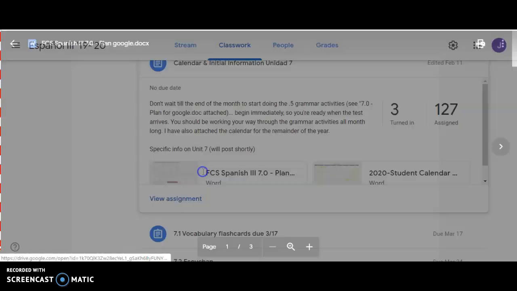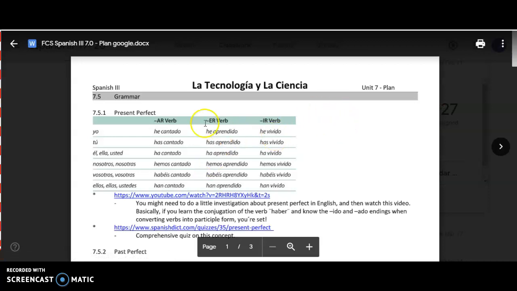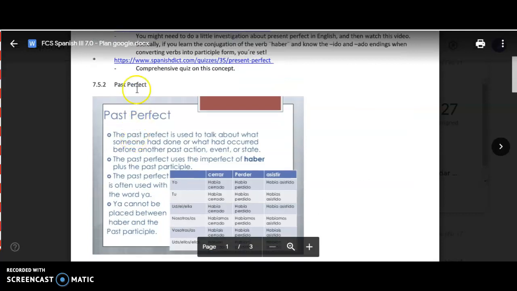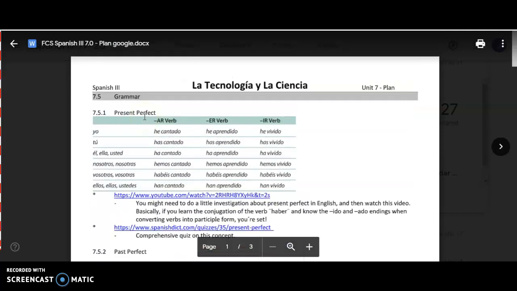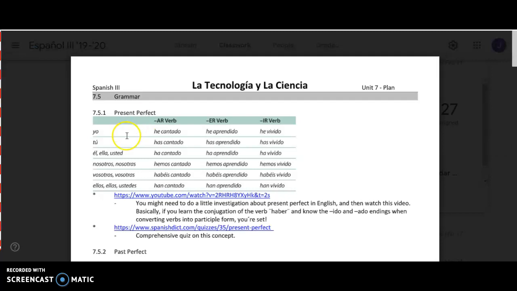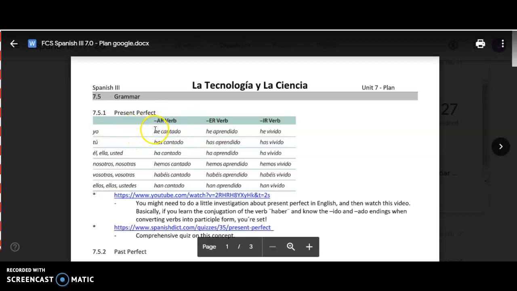So let's go through the grammar for this unit. The perfect tenses, present perfect and past perfect, are really quite easy tenses compared to other tenses that you've learned. Now, I know you've touched on these tenses in previous Spanish courses, so this should just be a review, but a little recap on how it works.